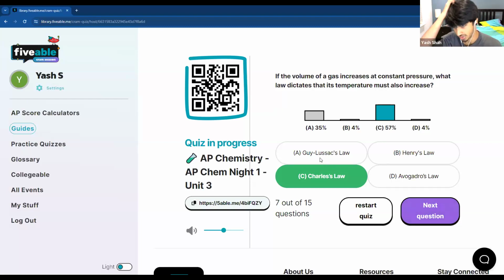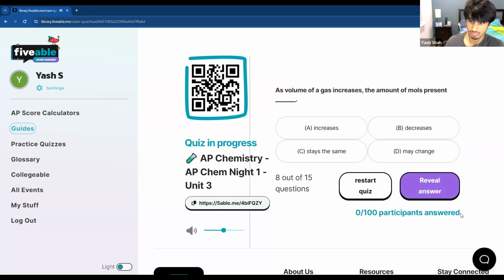Yeah, it's Charles as well. Gay-Lussac's is pressure and temperature. Henry's law is, I think, volume and temperature, if I'm not mistaken. And Avogadro's law is moles and volume.